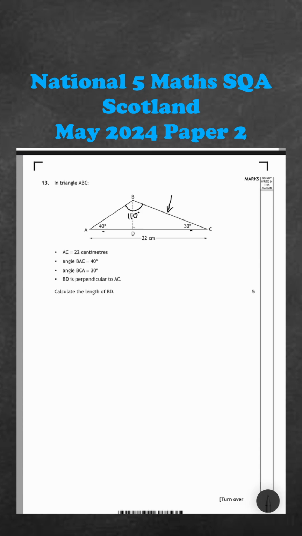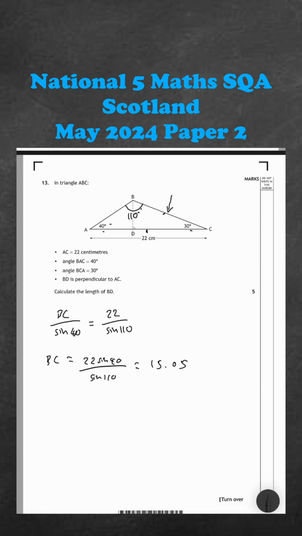So then, in order to find BC, we're going to use the sine rule. So we're going to say BC over sine of 40 equals 22 over sine of 110. So it's just the angle that it's opposite, into the sine rule. Rearrange it to get BC equals 22 sine 40 over sine 110. I'll do that on my calculator. 22 sine 40 divided by sine 110, 15.05.